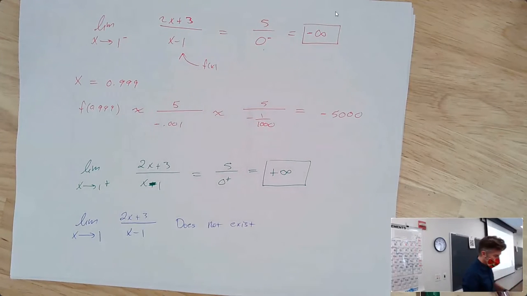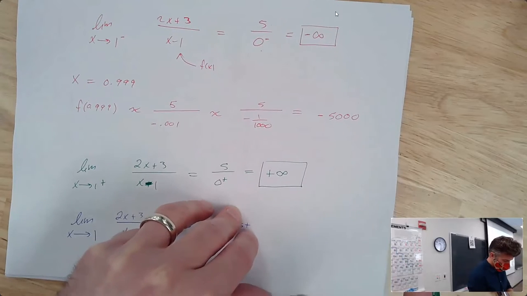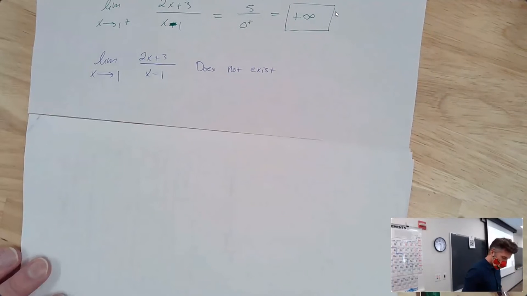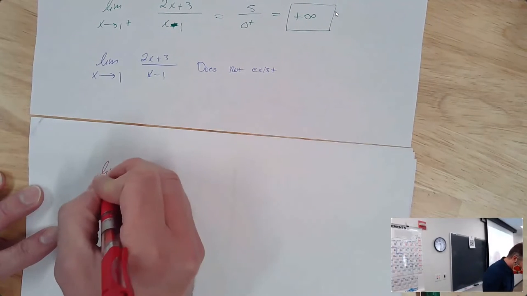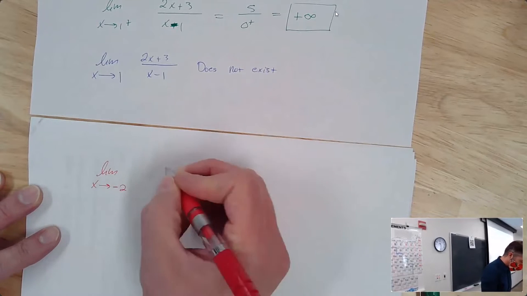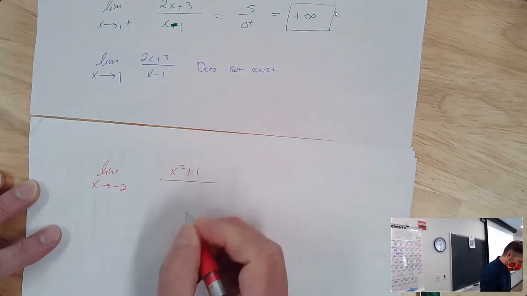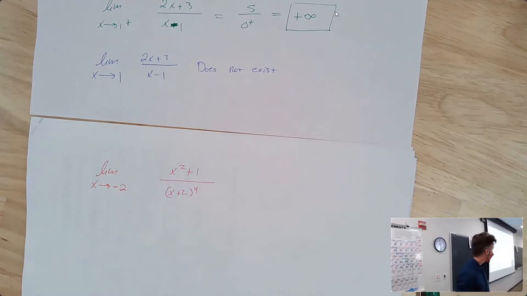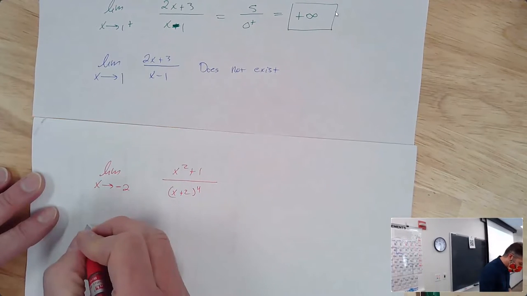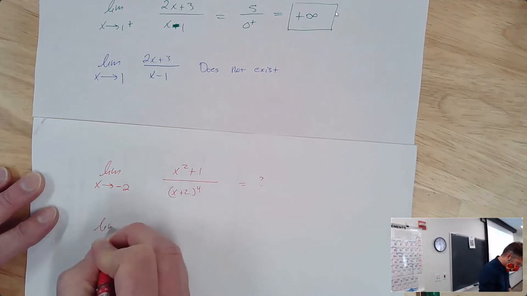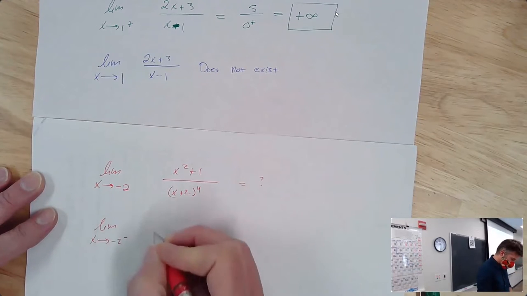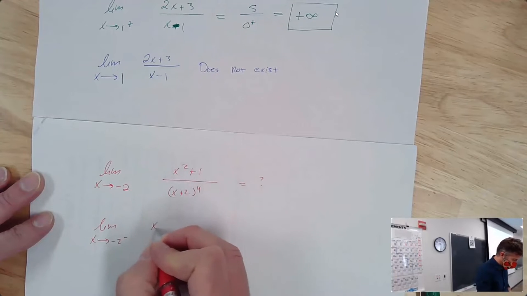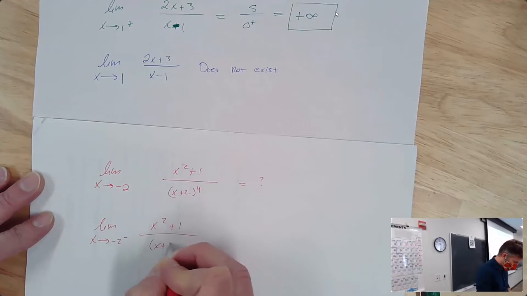On the other hand, if they were going towards the same infinite value, come on, thumbs. So if we were looking at something like the limit as x approaches negative 2 of x squared plus 1 over x plus 2 to the fourth. Well, if we look at the limit from the left, so again, I'm plugging in negative 2. Negative 2 squared is 4, 4 plus 1 is 5.